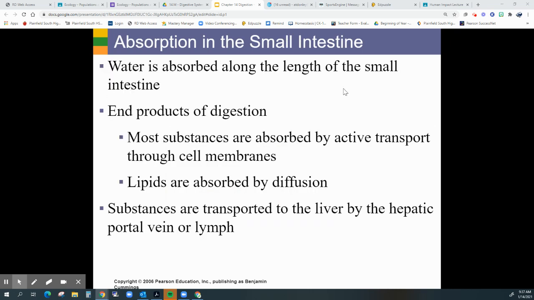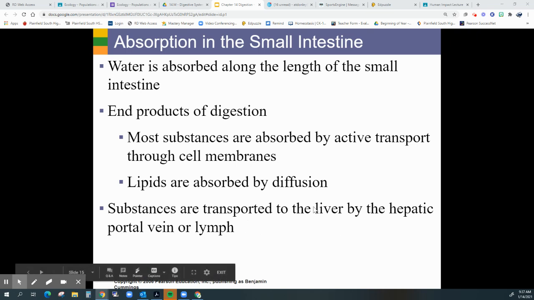Okay. Other things that are absorbed in the small intestine. Water is absorbed along the entire length of the small intestine. And then the end product of the digestive system here is to make sure that we've absorbed as much as we possibly can, and then deposit the rest of it into the large intestine. So we've got active absorption by the cell membrane within the small intestine, and then lipids are absorbed by simple diffusion, because we can just pass them across from a high concentration to a low concentration. The substances then are transported to the liver.